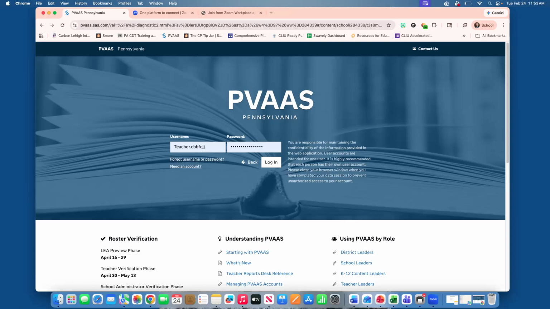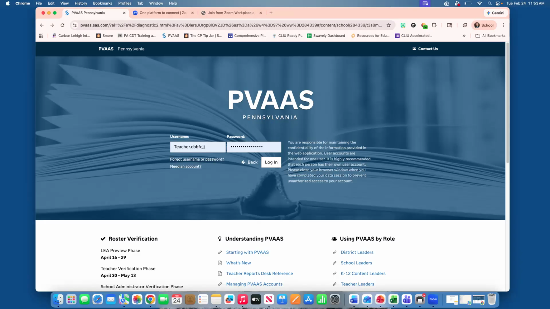PVAAS is not another test. It provides analysis based on existing student assessment data. And again, it measures growth between assessments using quality assessments like our Pennsylvania state assessments, and reports whether a group of students maintained, exceeded, or fell short of the growth standard based on their testing history.